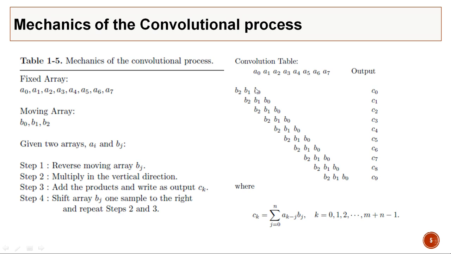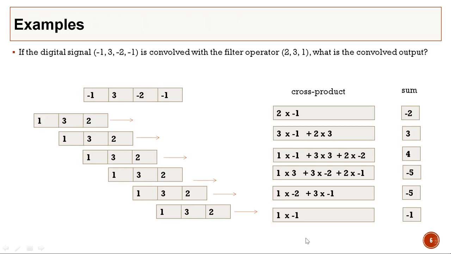So for example, for this one, you have c0 will be equal to b0 times a0, and then c1 will be equal to b1 times a0 plus b0 times a1. Like that you will do all the terms. So that formula we have seen in the previous slide will be written like that.